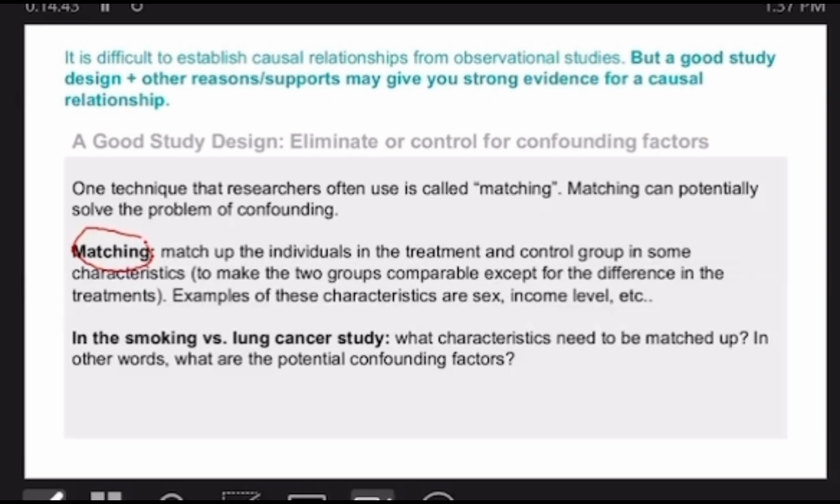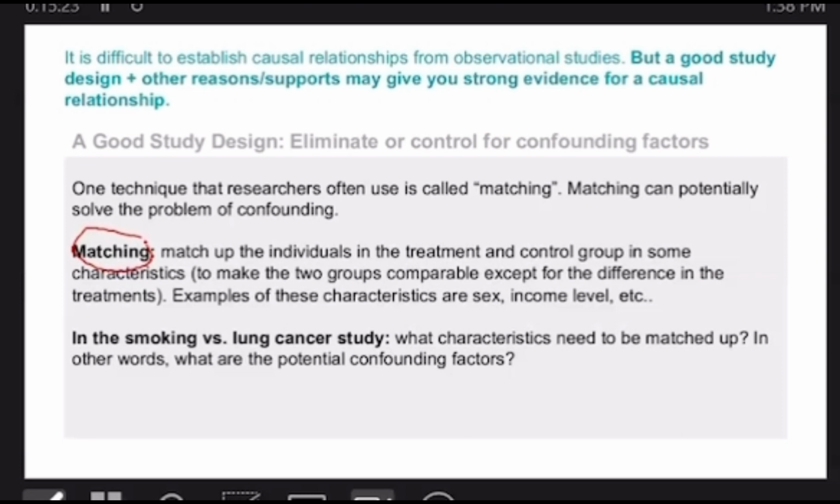Now, if we want to do this, we're going to use the idea of matching. We're going to match students here to students here that have similar characteristics, and those very characteristics will be the confounding variables. For instance, I want to look at the effect of teaching method on exam performance. Exam performance is the outcome.